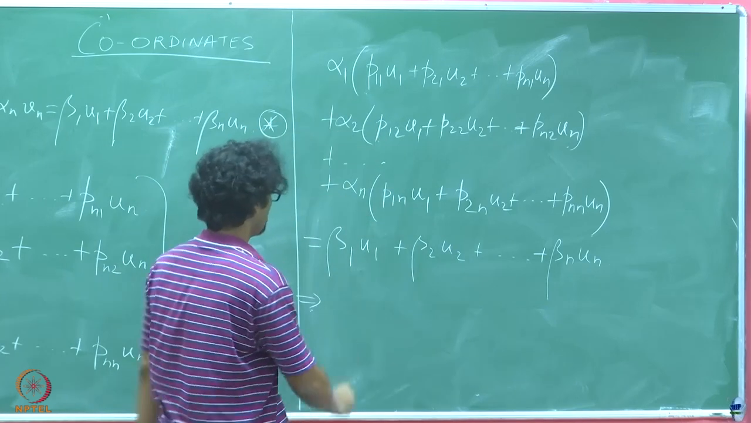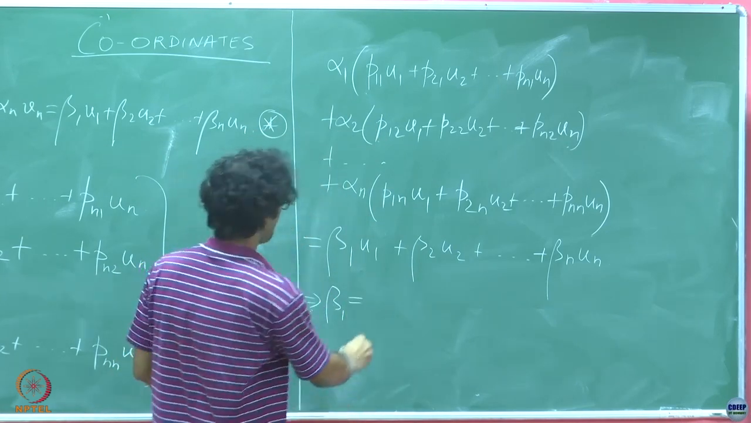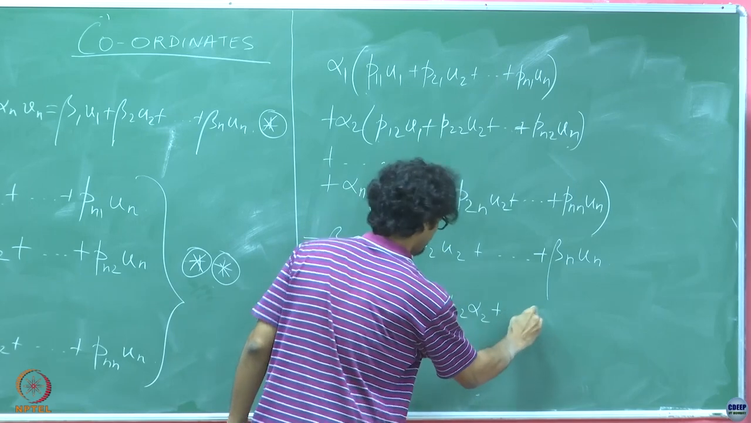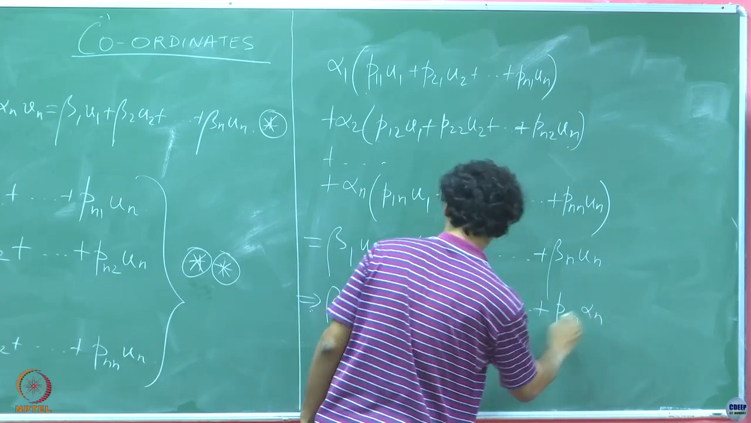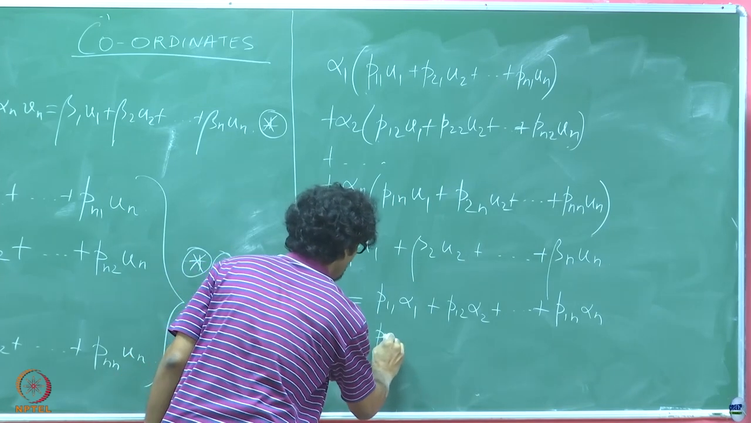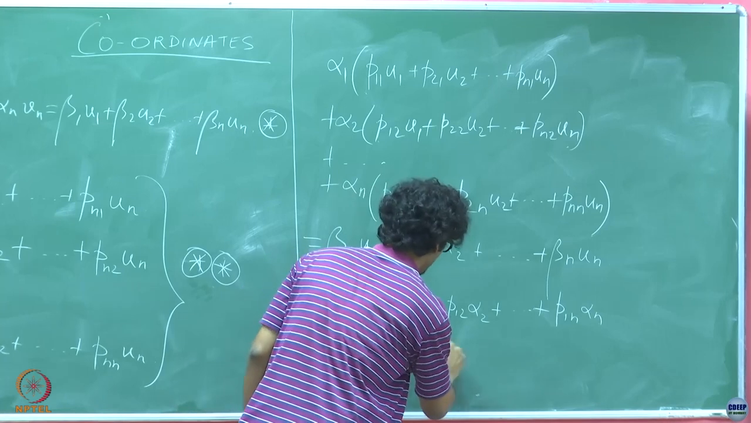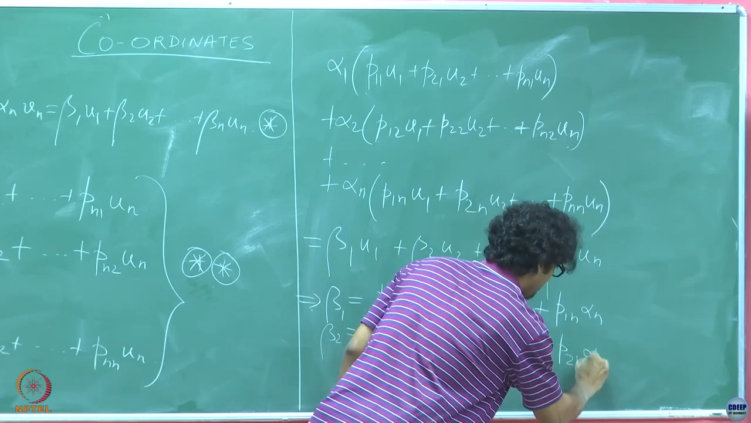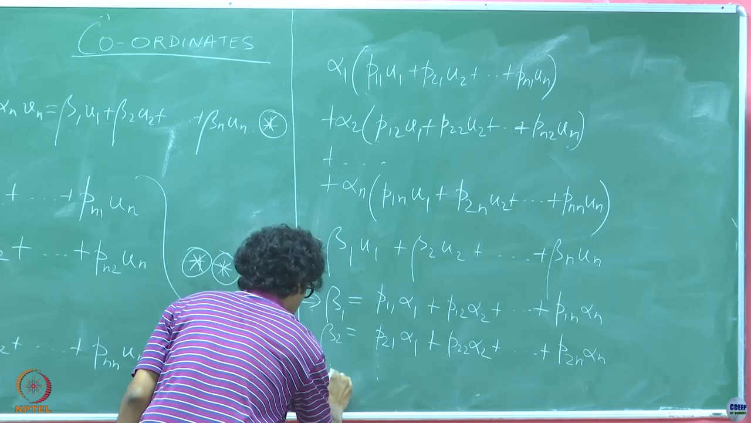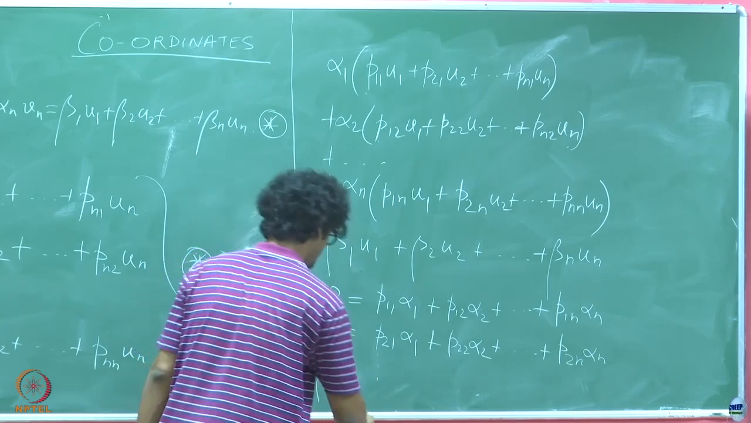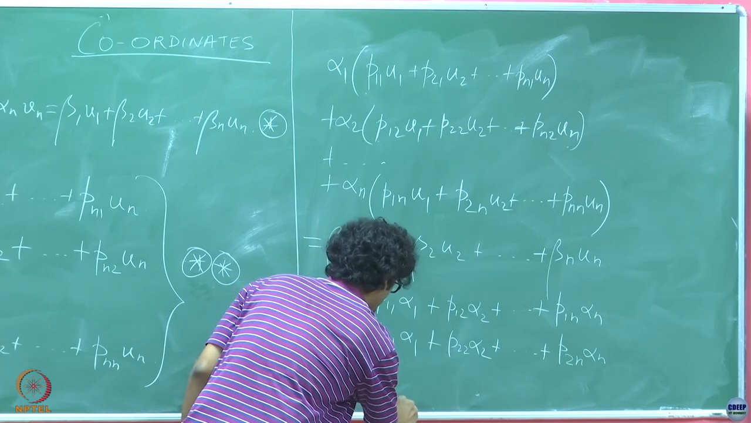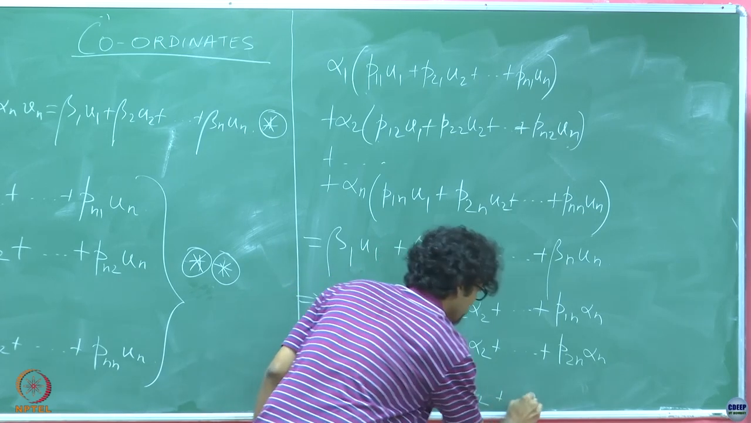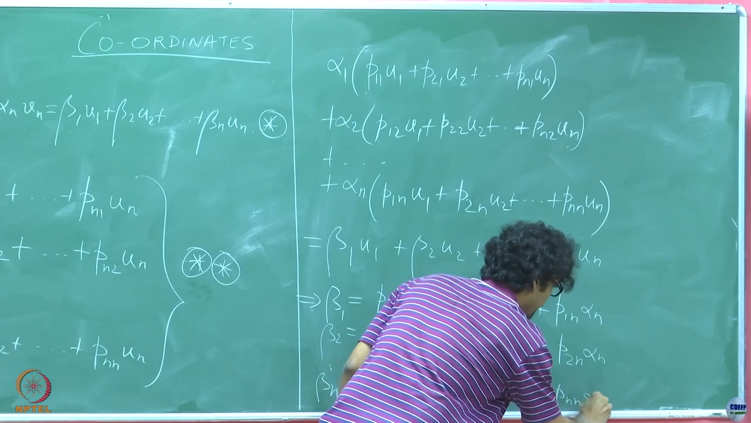So beta 1 is equal to P 1 1 alpha 1 plus P 1 2 alpha 2 plus up to P 1 n alpha n. Beta 2 is equal to P 2 1 alpha 1 plus P 2 2 alpha 2 plus dot dot dot till P 2 n alpha n. And beta n is equal to P n 1 alpha 1 plus P n 2 alpha 2 plus up to P n n alpha n.